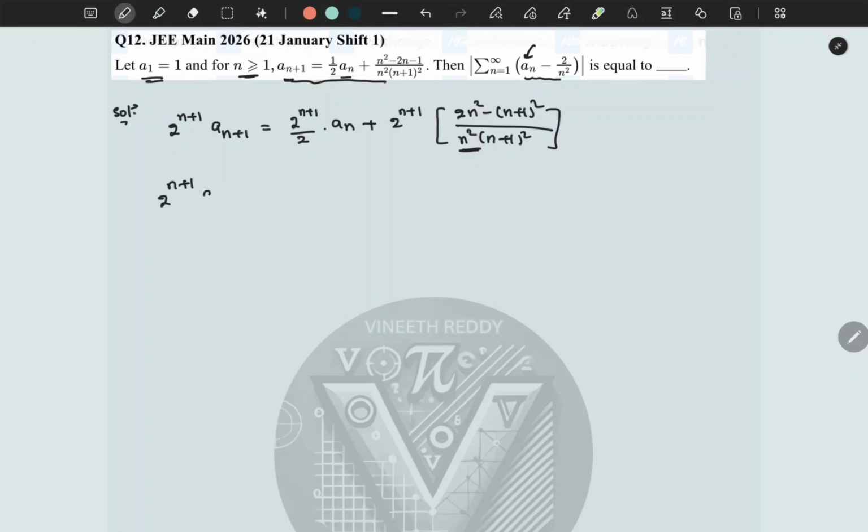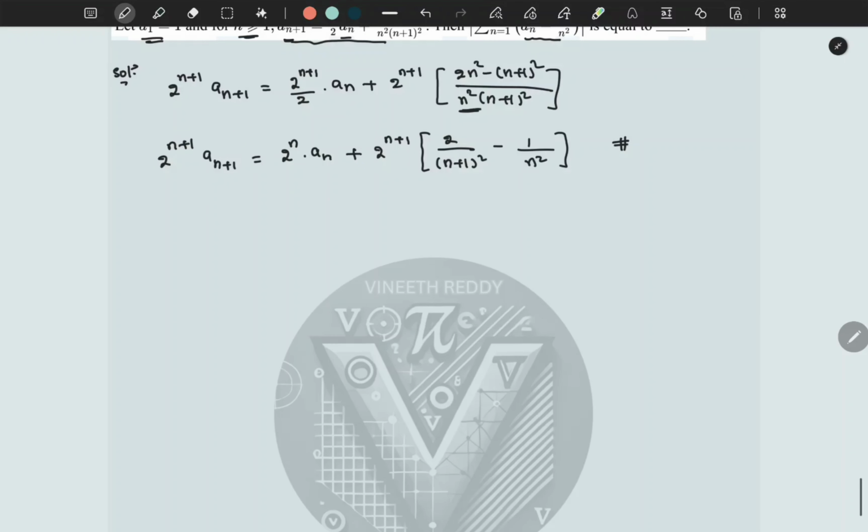So we can write 2 power n plus 1 into a(n+1) will be equal to 2 power n into a(n) plus 2 power n plus 1. Now if I split it, I get 2 by (n plus 1) whole square minus 1 by n square, right? I hope you have understood this step, dear students. Is this clear? Yes.